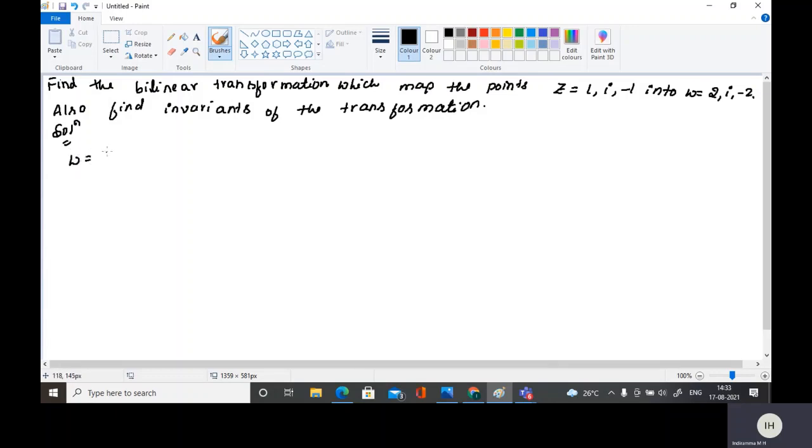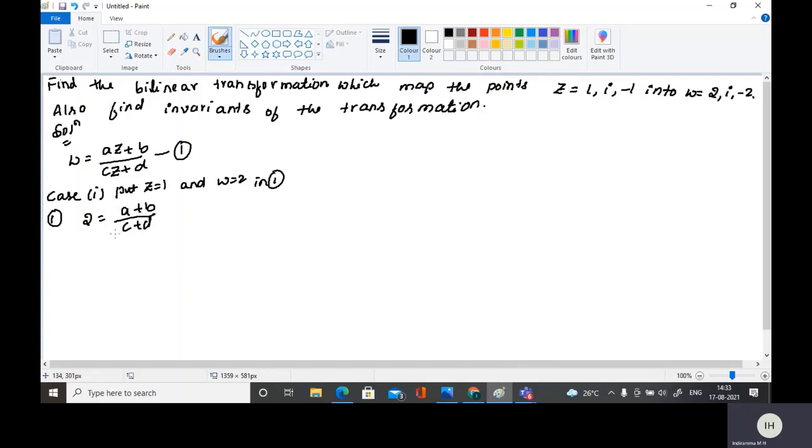So consider the bilinear transformation w is equal to (az plus b) by (cz plus d). So that is equation number 1. Next, as I told you, we go for case 1. In case 1, put z is equal to 1 and w equal to 2 in equation 1. So equation 1 becomes 2 is equal to (a plus b) by (c plus d), since z is 1. Cross multiply: 2 times (c plus d) is equal to a plus b. Take these two terms to the RHS, we get a plus b minus 2c minus 2d is equal to 0. Call it equation number 2.